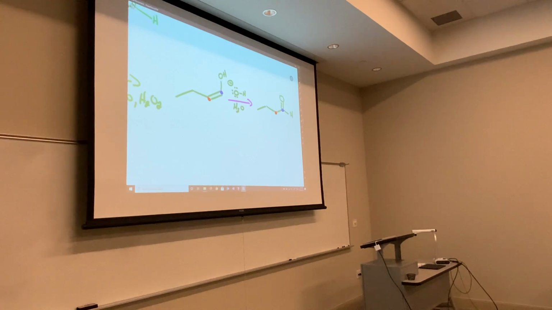The tautomerization. So he has 3 arrows, right? 4 arrows.